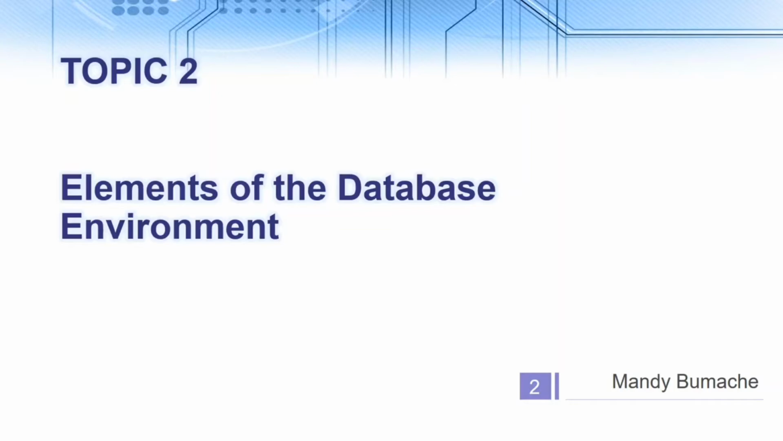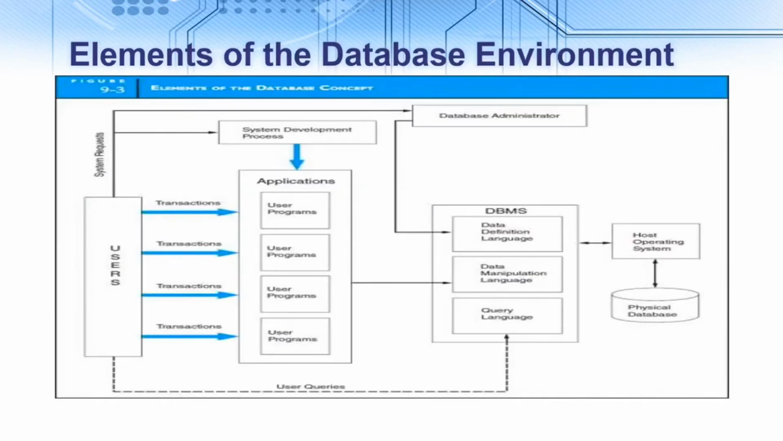Topic 2. Elements of the database environment. There are 4 primary elements. First, the user. Second, the database system. Third, the database administrator. And fourth, the physical database. Here presents a breakdown of the database environment into 4 primary elements. Shows how the user access the database in 2 ways.